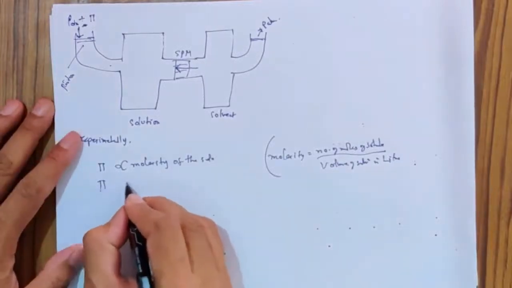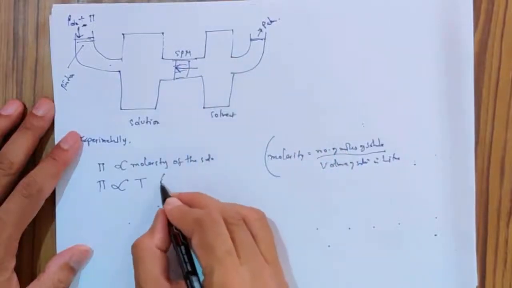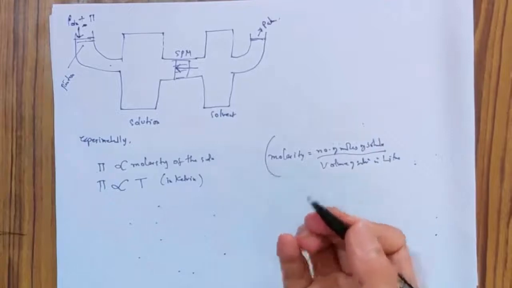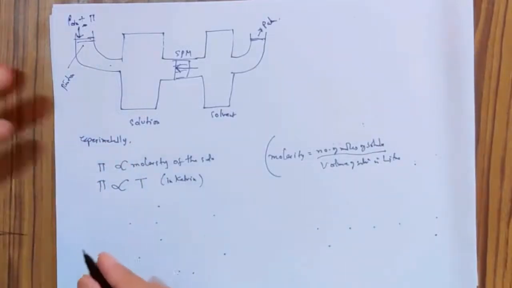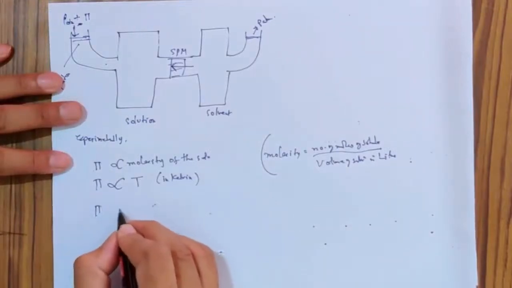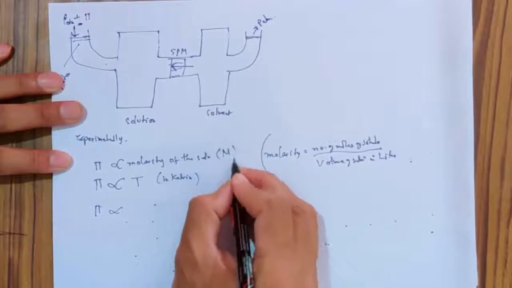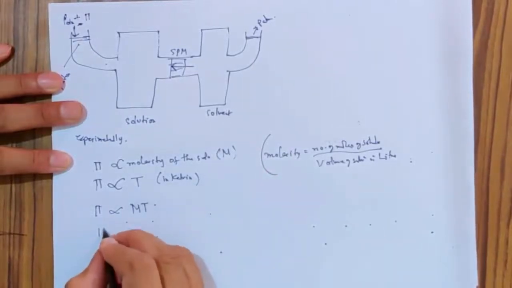Also, osmotic pressure is directly proportional to temperature. This is in Kelvin. Okay. Experimentally, this is true. So that means pi is equal to osmotic pressure. Suppose M, capital M, MT. Pi is directly proportional to MT.